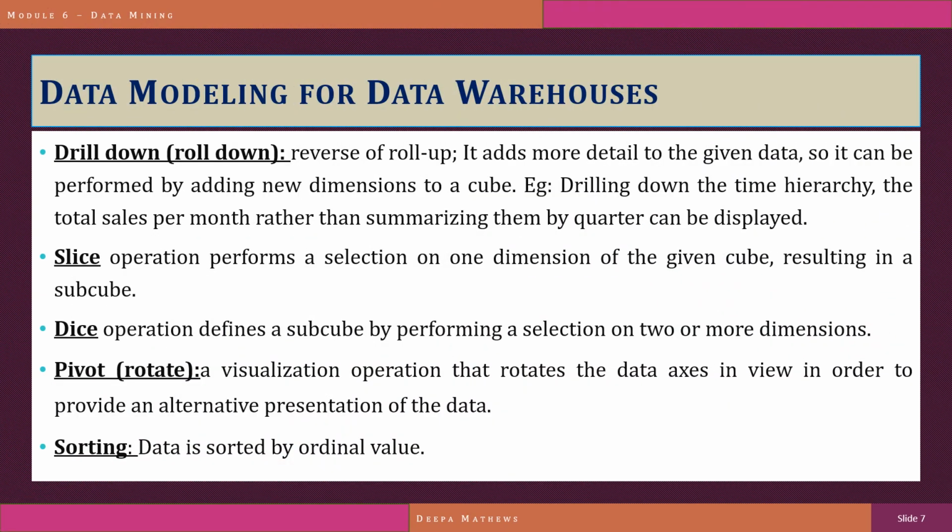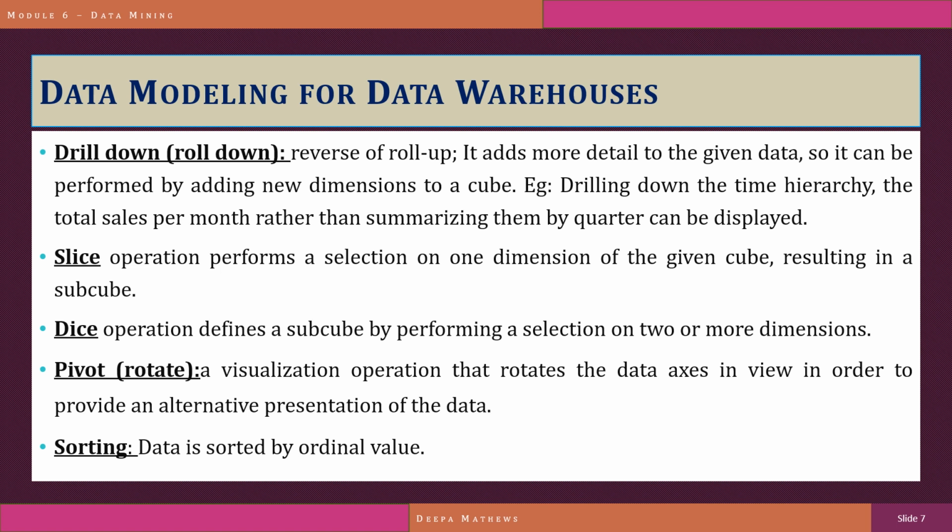Roll down, or drill down, is just the reverse of this roll-up operation. It adds more detail to the given data. So it can be performed by adding new dimensions to a cube. Roll up means we are removing the dimensions, right? But in the case of roll down, we are adding more and more dimensions. We are adding more and more details to the given data.